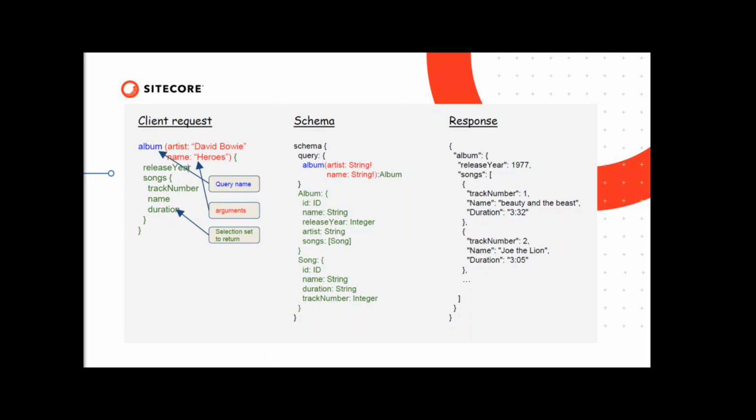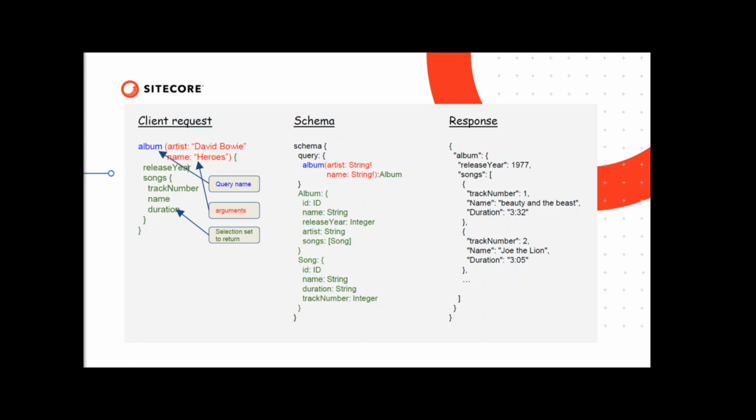Okay, let's go to the next slide. This is basically what GraphQL looks like. Firstly, the client requests the data: he wants the album with the name of the artist and the name. Right here you can see, this one is the request. Just try to focus on this one first. Then the selection set of the return is basically the data you want to retrieve from the server. So it's shown here with the songs, track number, name, and duration.